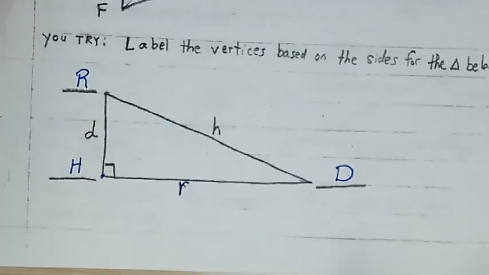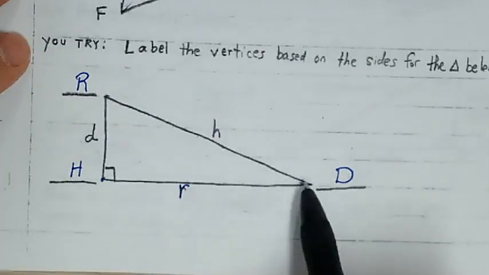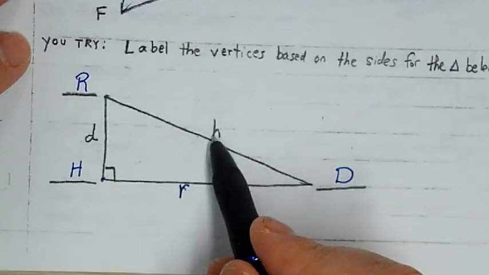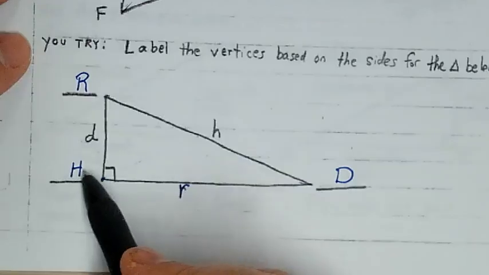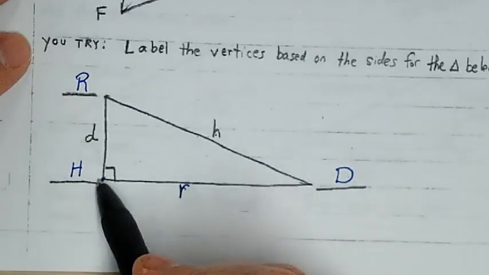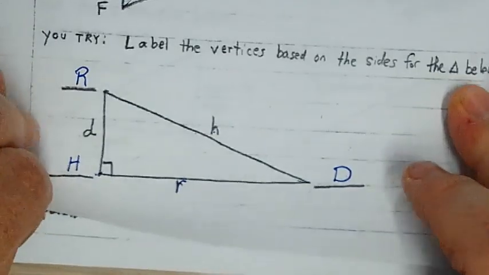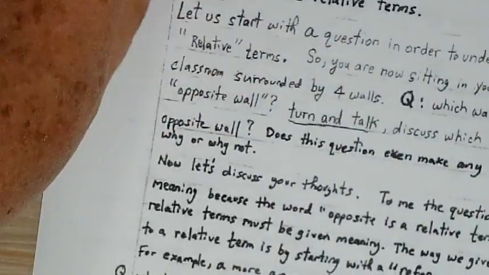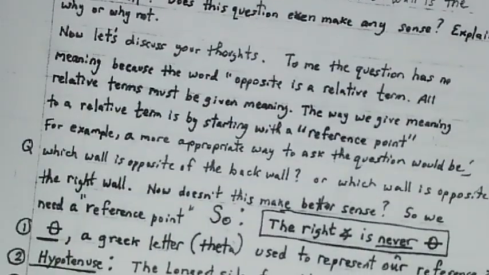And I hope that helps you to make the correlation between the labeling of the side versus its corresponding opposite angle. They're the same letter, but the side is lowercase, the vertex is uppercase. Okay, so that's the end of that little short lesson.